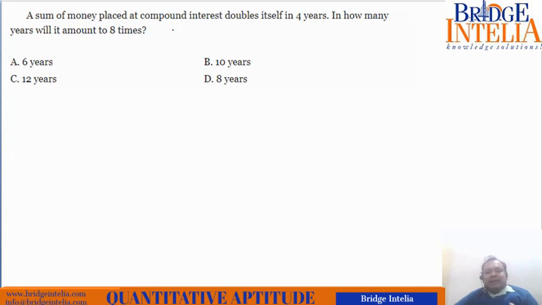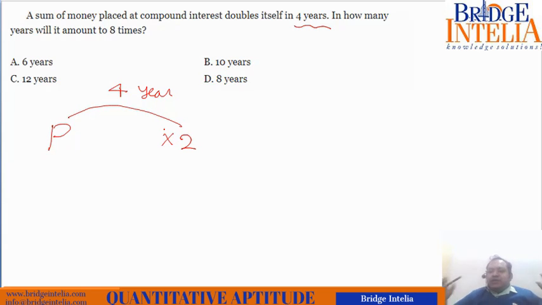A sum of money placed at compound interest doubles itself in 4 years. So if you keep P deposited for 4 years, it gets double. Getting double means it gets multiplied by 2. So after every 4 years, it gets multiplied by 2. The question is, in how many years will it become 8 times of itself?